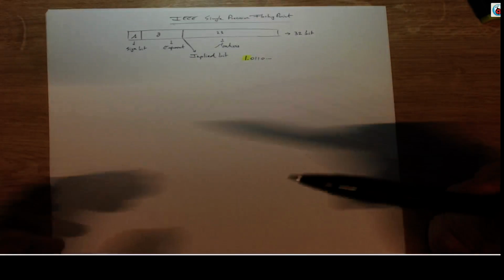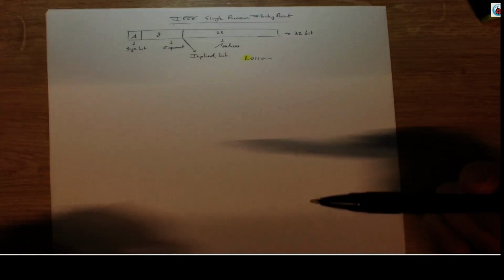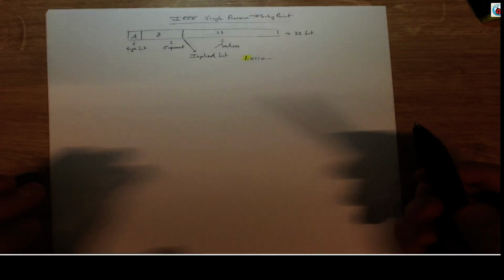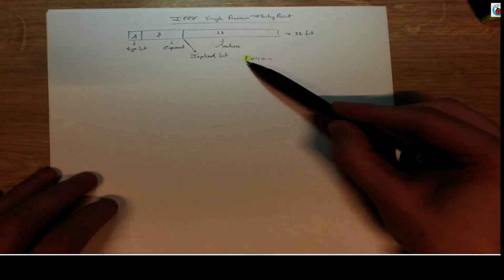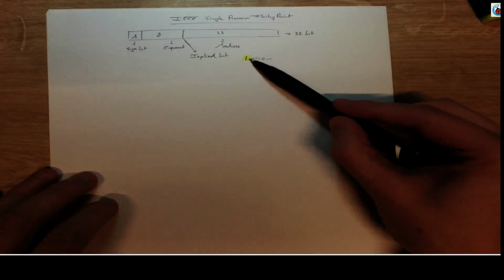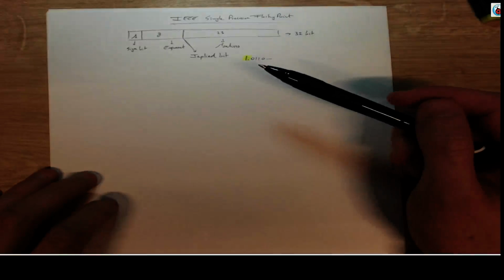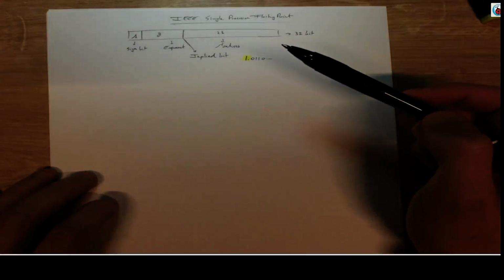And if we talk about normalizing the mantissa, this always means that we adjust the mantissa so that it starts with 1 point, so that it starts with the implied bit, and we can discard this single bit before storing it into the mantissa component.